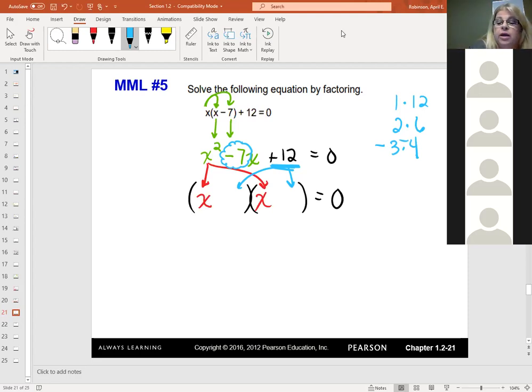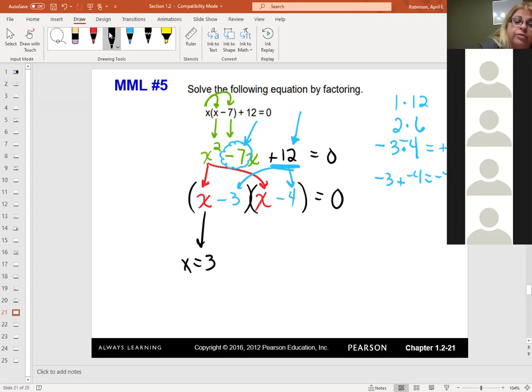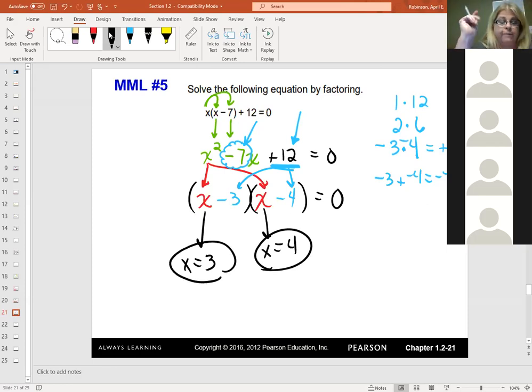Remember these two things: when you take negative 3 times negative 4, it should multiply to give you this guy. And when you take negative 3 and add it to negative 4, it should add up to this guy. And then you found the correct factors. So this is going to be x minus 3 and x minus 4. And now it's in the form, if a times b equals 0, then either a is 0 or b is 0. So this x right here is going to be a 3. And this x right here is going to be a 4. And there's my two answers for my quadratic.